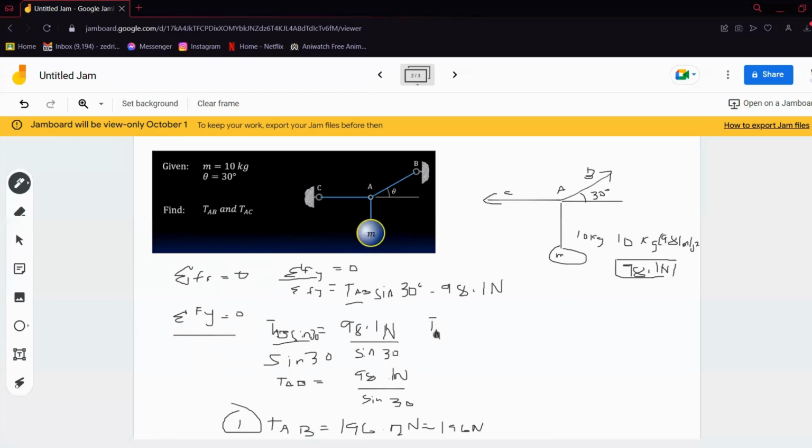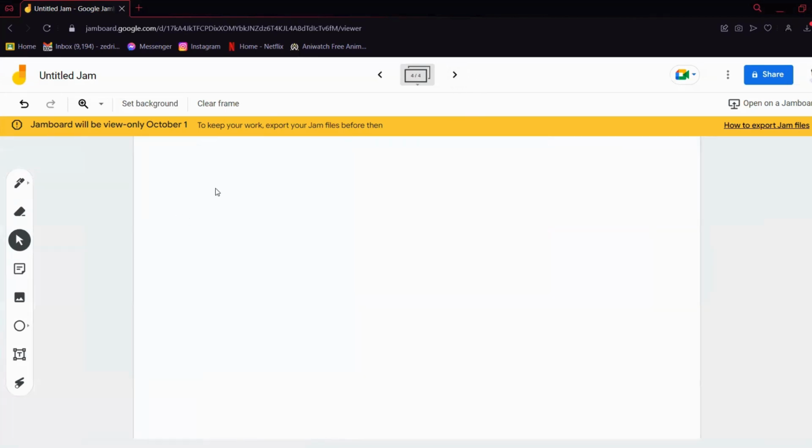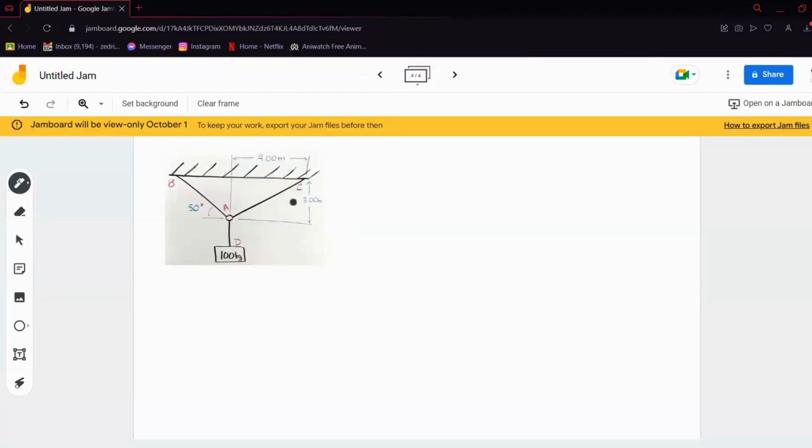And there you have it for problem number 1. TAB is 196, and the force acting from point A to point C is 170. Done with the first item. Moving on to the second problem that we have.